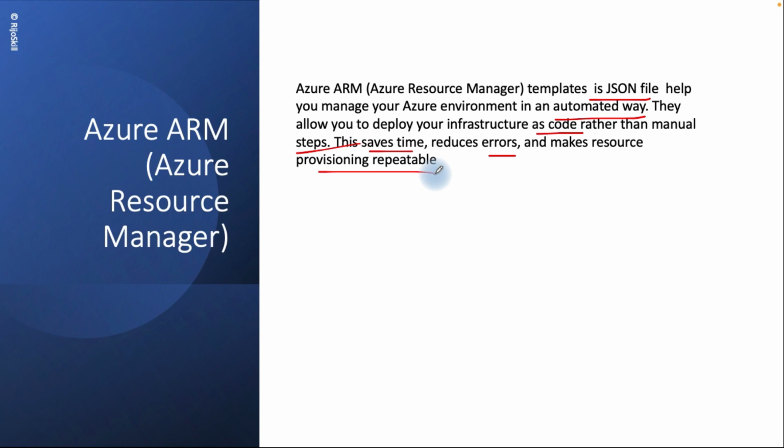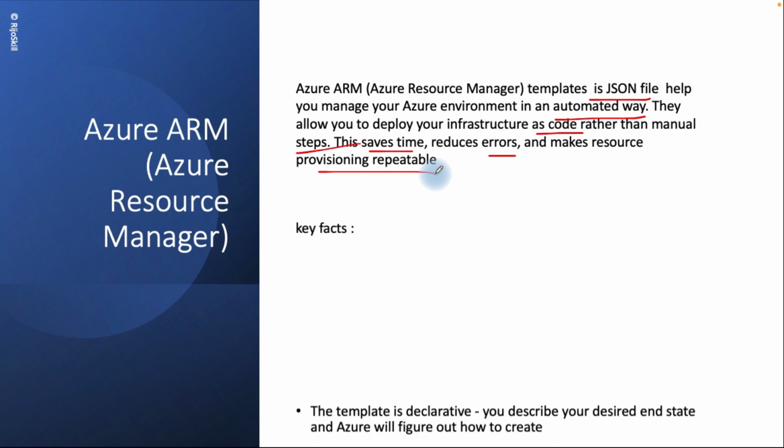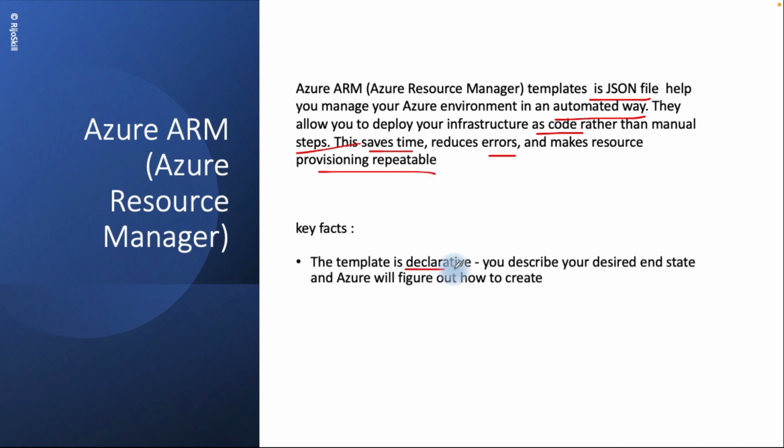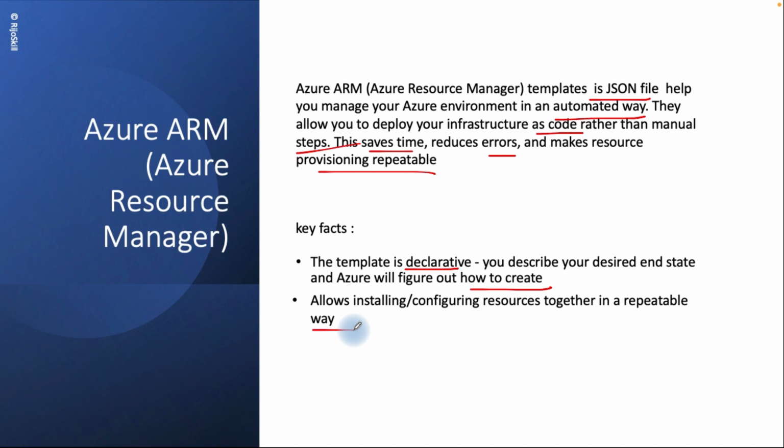Now I think you understand the use case of Azure ARM template. A key fact: the template is declarative. You describe your desired end state and Azure figures out how to create it. It allows you to deploy and configure resources together in a repeatable way. It is also parameterized, which means you can reuse that template, not only for one resource group but for another resource group, and you can also download and reuse that template.